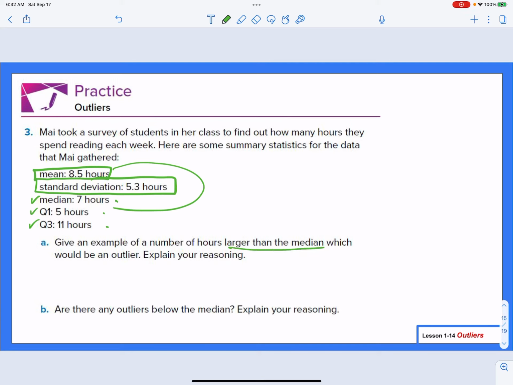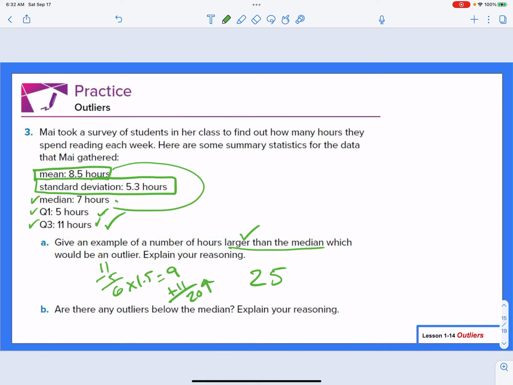Give an example of a number of hours larger than the median which would be an outlier. To do that, we have to find out what an outlier is going to be. So 11 minus 5 is 6. Multiplying that number by 1.5, we get 9. We add the 9 to our Q3 value, which was 11, so 20. Anything greater than 20 would be considered an outlier. So if we said that someone read 25 hours, that's definitely an outlier. It's larger than the median, and it follows the rule there.